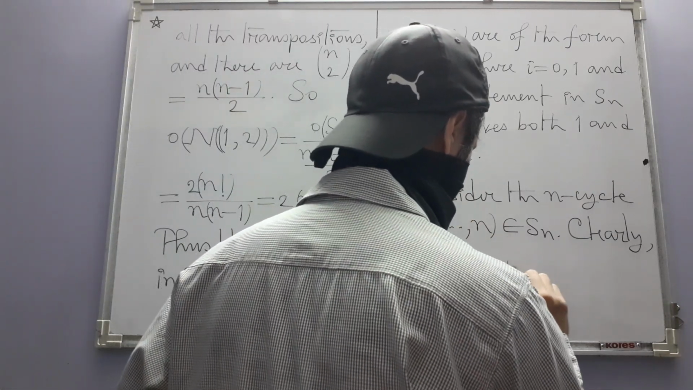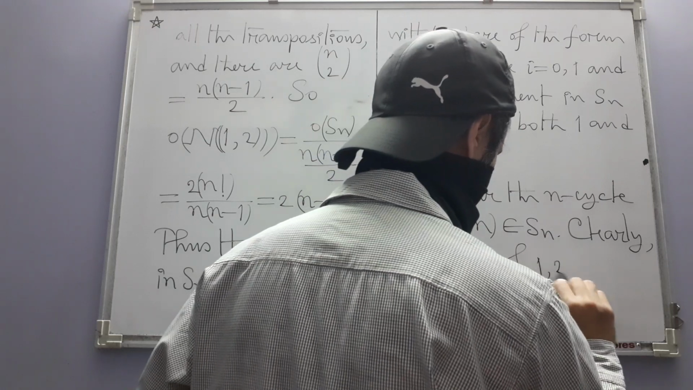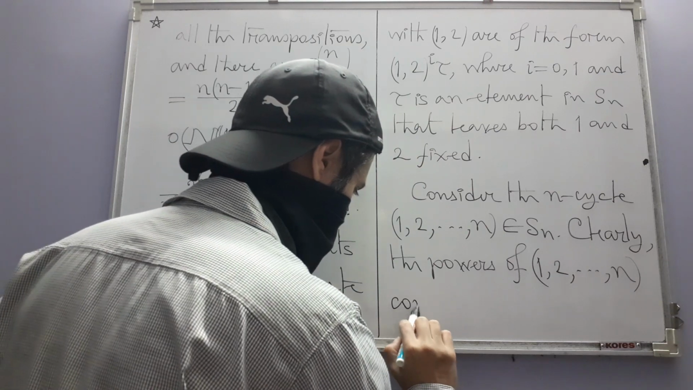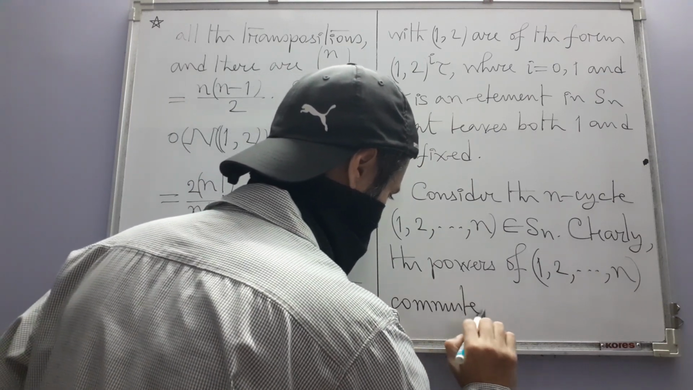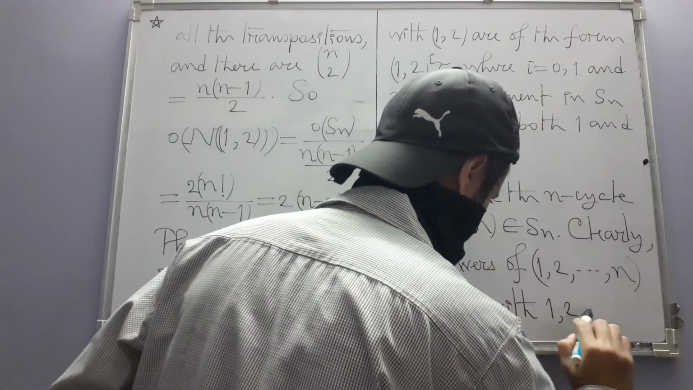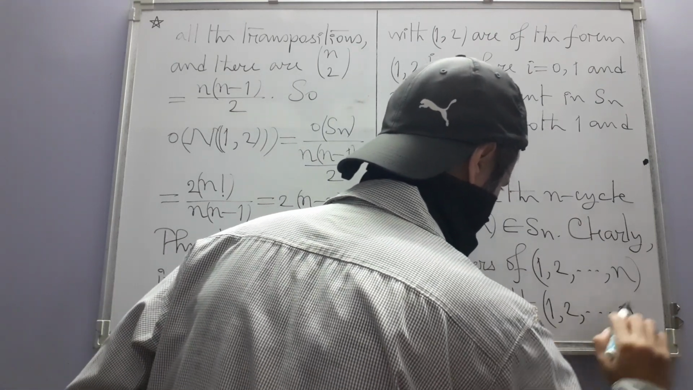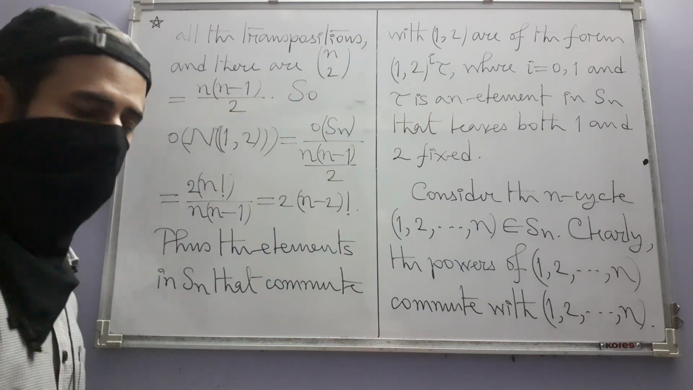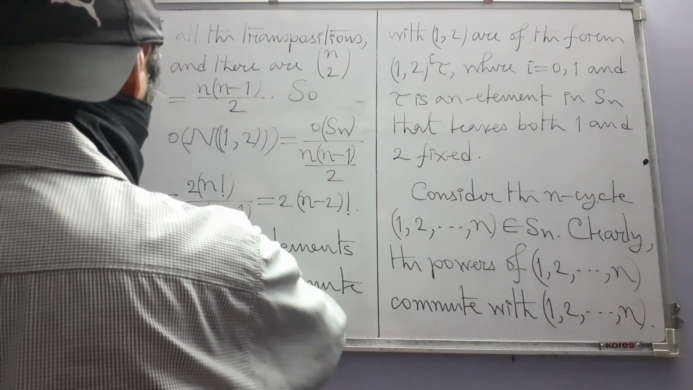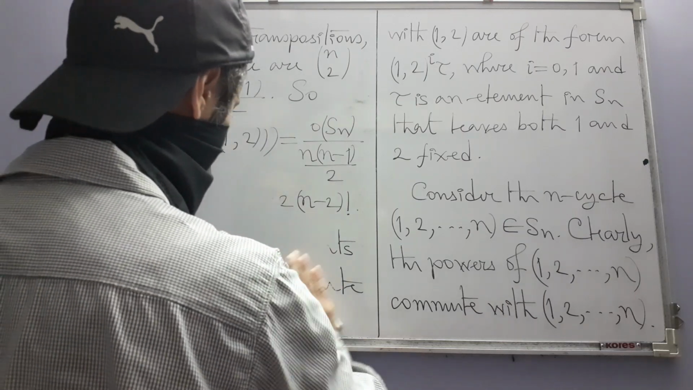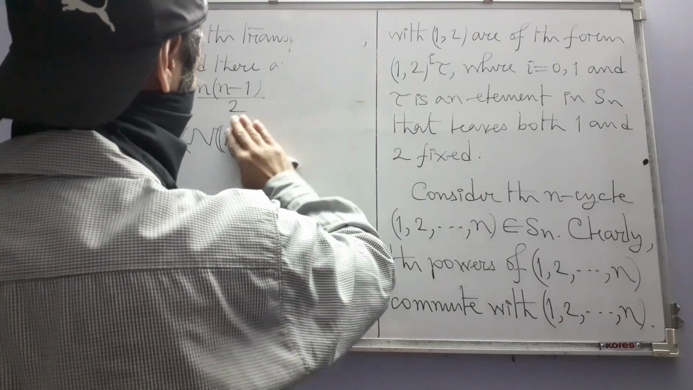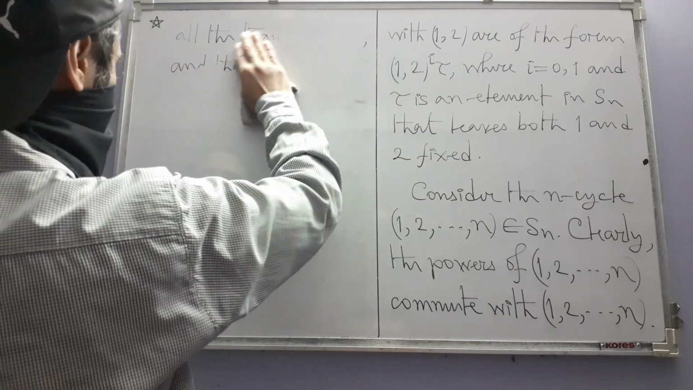Clearly, the powers of this commute with the n cycle, which just follows from one of the rules of exponents. But now the claim is that they are the only elements to do so, where again we are going to take the help of our counting principle.